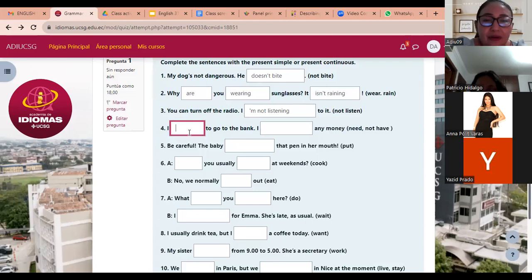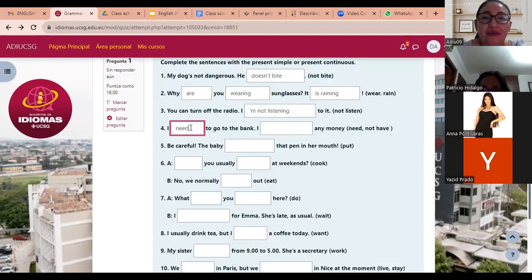No, it's not "I'm going to." Because the first verb is "need." Please, "I need." The second is "raining." No, "isn't raining." Okay, why are you wearing sunglasses? It is raining. Yeah, it didn't make sense. It is raining. Okay, thank you.